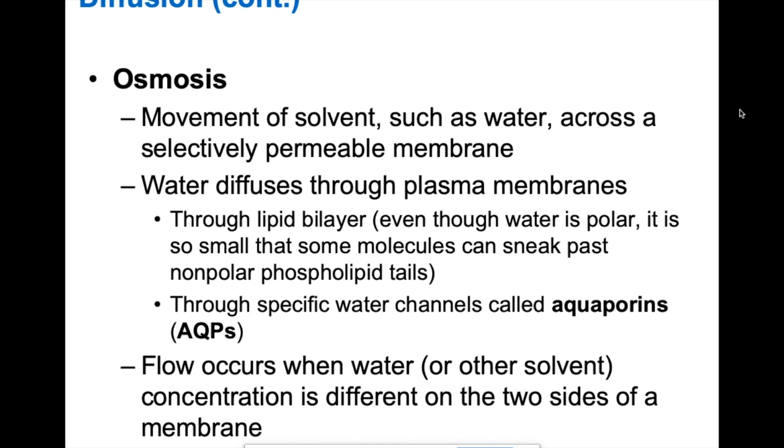So water diffuses through plasma membranes. Through the lipid bilayer, they often use water-specific channels, also called aquaporins, that we just talked about a second ago. And then the flow occurs when water concentration is different on the two sides of the membrane. So that's when we get osmolarity. We have a difference in the amount of water that's on the interior or the exterior of the cell.